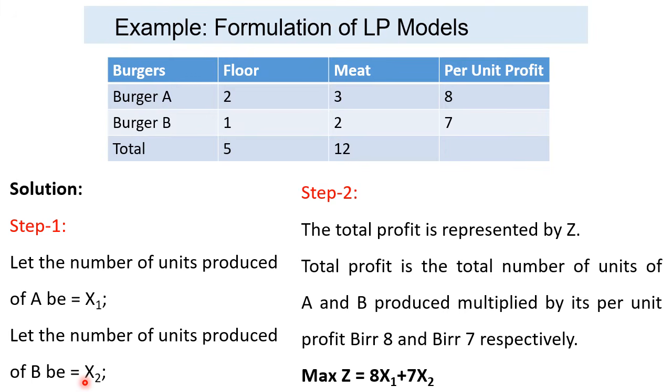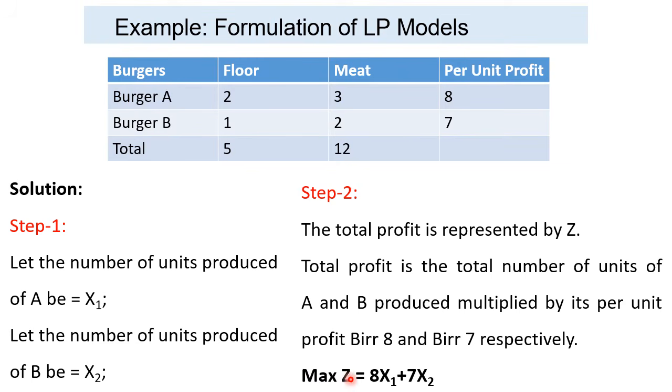And the second step is to define or to state the objective function. Our objective function here is to maximize the profit obtained from both burgers. So the total profit is represented by Z, and the profit is the total number of units of A and B produced multiplied by its per unit profit, that is 8 and 7 respectively. So this is the maximization objective function.